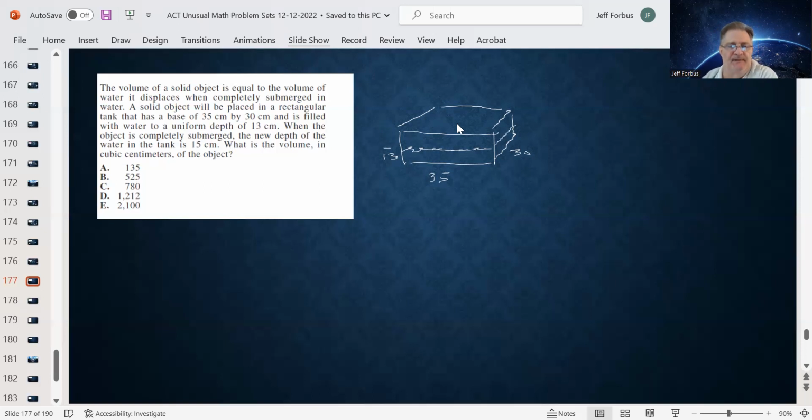When the object is completely submerged, the new depth of the water in the tank is 15. So now our water volume increases to 15. What is the volume in cubic centimeters of the object? Everything's in centimeters already, so that's good.